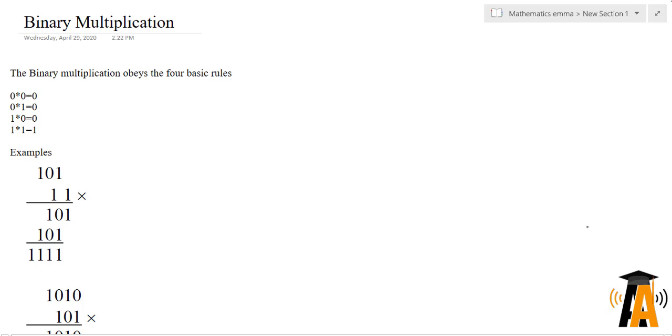So let's look at the system of multiplication in binary. The binary multiplication obeys the 4 basic rules. We have the first one, 0 times 0, we have 0. 0 times 1 is 0, 1 times 0, 0, and 1 times 1 is 1.